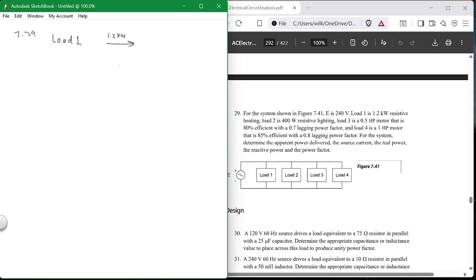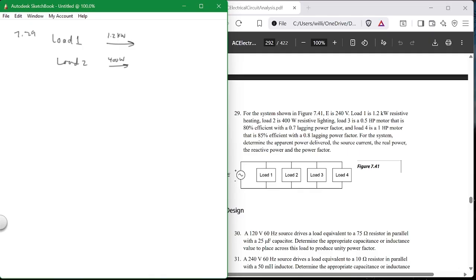Load 2 is 400 watts resistive. When it says resistive, that means straight, no inductive or no capacitive load. No foo-foo dust, no J's in it. Okay, so there's 400 watts like that. Load 3 is a 0.5 horsepower motor that has an 80% efficiency with 0.7 lagging power factor.